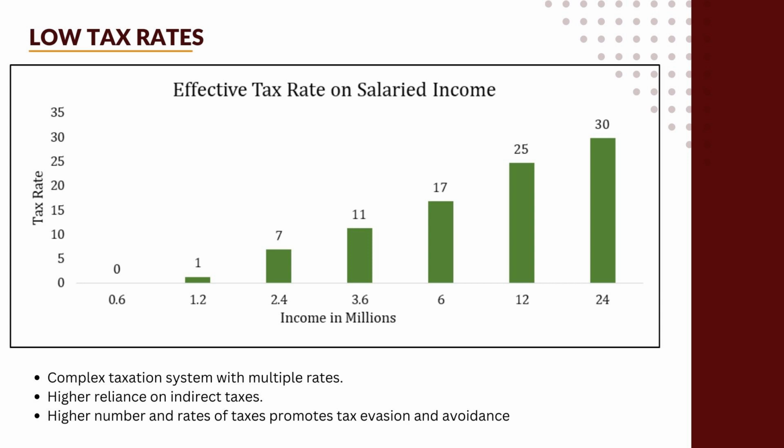This graph shows the effective tax rate on different salaries. The taxation system is progressive, and tax rates are quite high. So 600,000 annual income is tax exempted. Then the next slab is of 1.2 million annual income, and the tax rate is 1%. If you have 3.6 million annual income, the tax rate is around 11%. If your annual income is around 12 million, tax rate is 25%. And if annual income is around 24 million, tax rate is 30%. Besides this income tax, government has also imposed super tax, which is levied on the income greater than 150 million rupees.